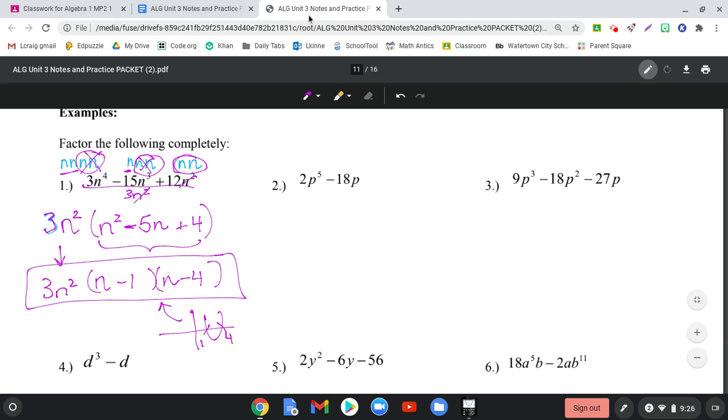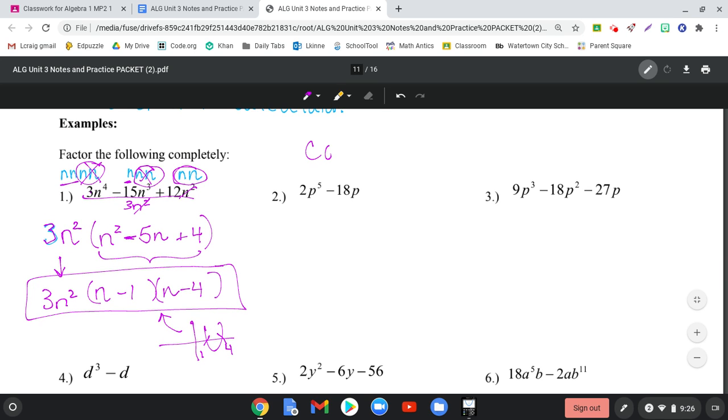All right. So the next one, again, you look to see if there's something they have in common. That should be the first question you ask yourself. Well, they're both divisible by 2, and they both have at least 1 p, right? That only has 1. So let's pull that out of each term as our first factor. All right, 2 divided by 2 is just 1.